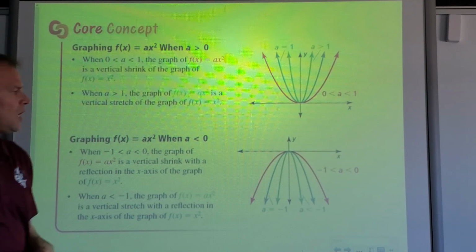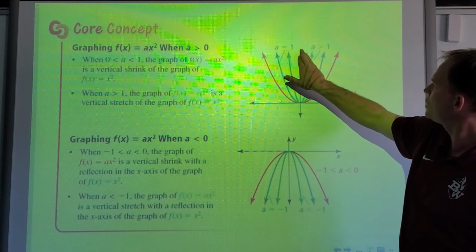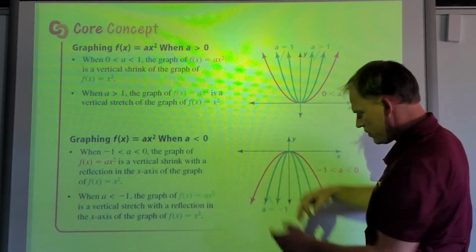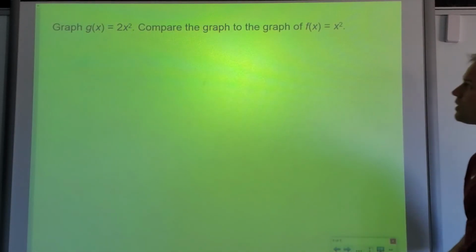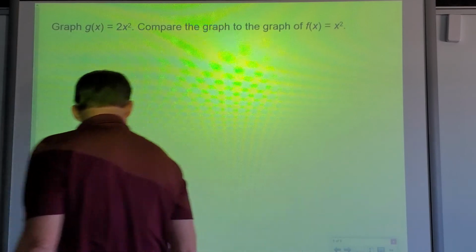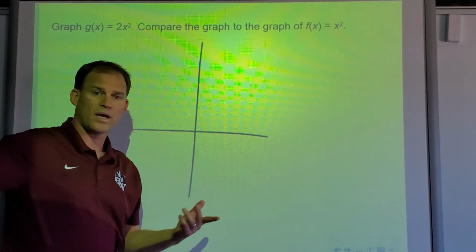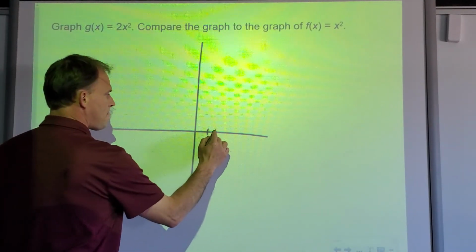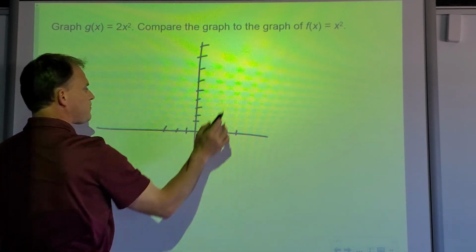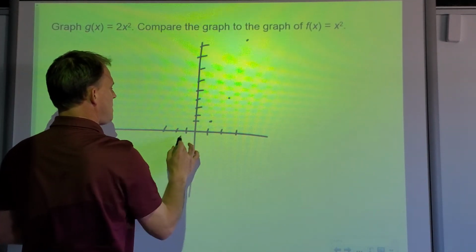So, let's talk about how we can graph these. So you see you got the positives, you got greater than 1, squeezes, less than 1, widens, negative, flips. So, graph this compared to the graph of that. So what they want you to do here, right now all we have is a table. I've got 1, 1, 2, 4, 3, 9.